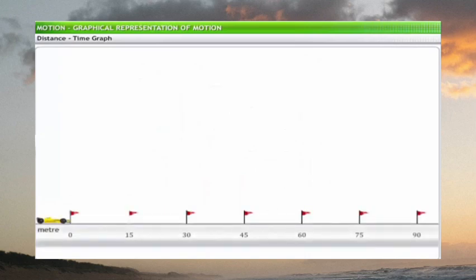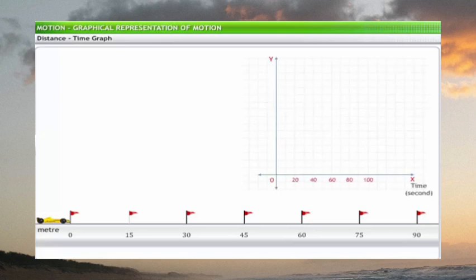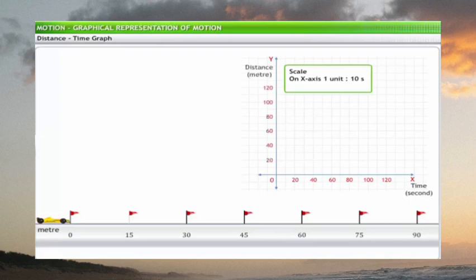Let's see how a distance-time graph is plotted using some sample data. To plot the distance-time graph, we begin with fixing two axes, x and y, on a sheet of graph paper. On the x-axis, we mark the equal time intervals according to a convenient scale. Say 1 unit equals 10 seconds. Again, using a convenient scale on the y-axis, we mark the y-axis at equal intervals. For example, as mentioned earlier, your scale could be 1 unit equals 10 meters.